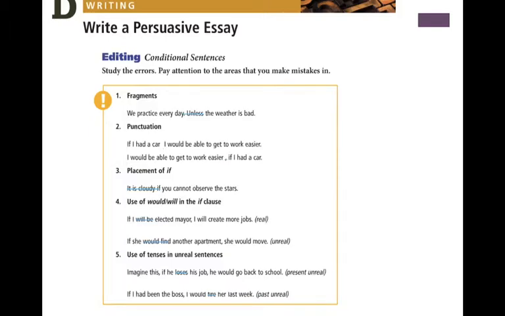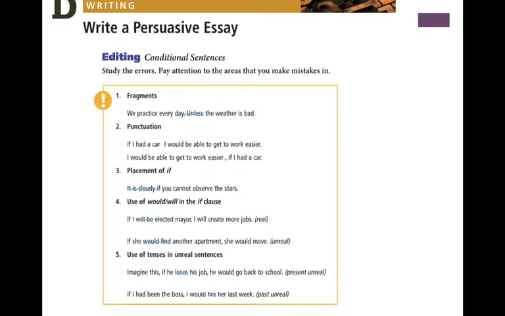Part D is about writing. So here we can practice writing a persuasive essay. Let's talk about editing conditional sentences. Let's study 5 types of errors. And when you study them, pay attention to the errors that you make mistakes in and you can correct before you hand in your assignment.